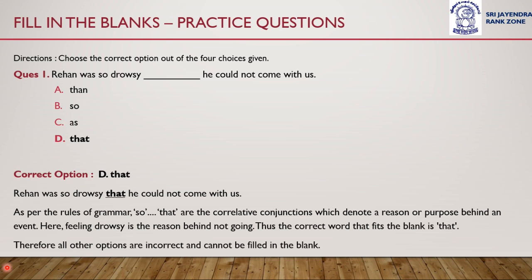As you all know, so and that are correlative conjunctions and they are used together. We can see in the sentence that so has been used and a blank is present. Therefore, that will be the answer to that blank. That is option D.